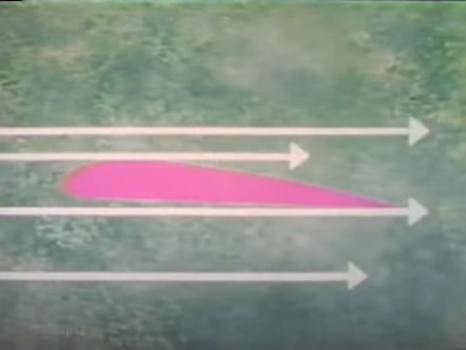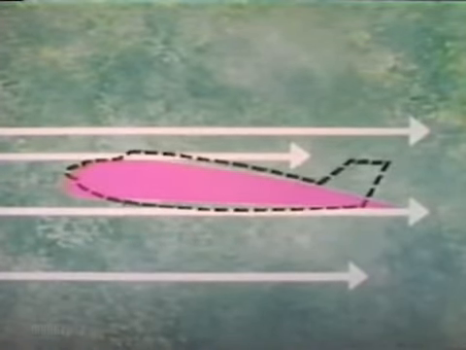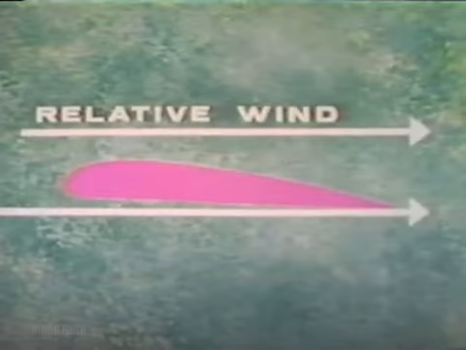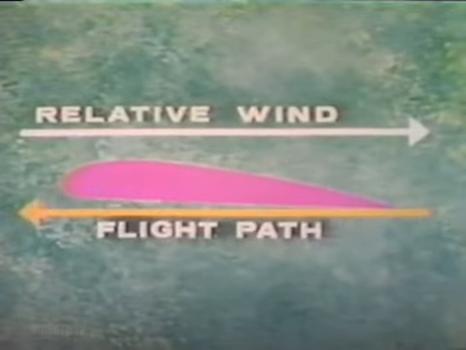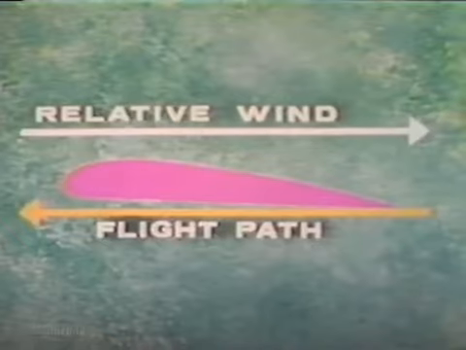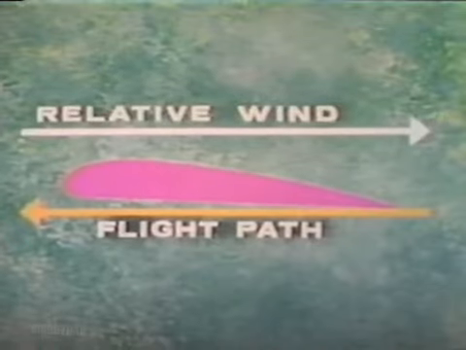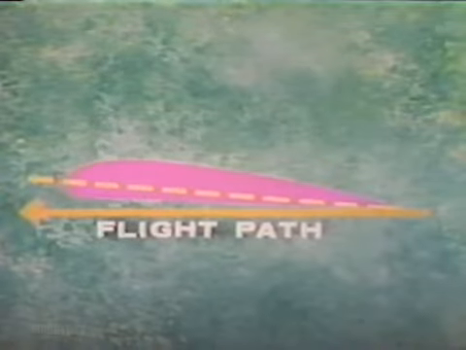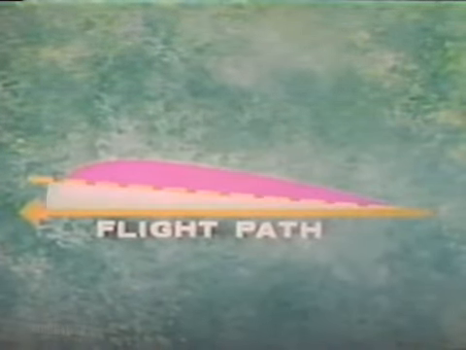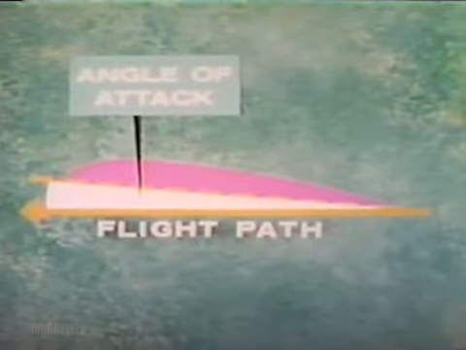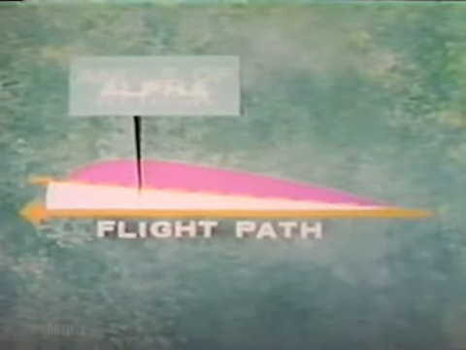The airflow striking the fixed wing airfoil of an aircraft, or the aircraft itself, is called the relative wind. The direction of the relative wind is always opposite to and parallel with the flight path of the airplane. In level flight, therefore, the relative wind and the flight path are horizontal and parallel. The center line, or chord line of the airfoil, however, even in level flight, forms a small angle with the flight path. We call this angle the angle of attack. We have given it the symbol alpha.